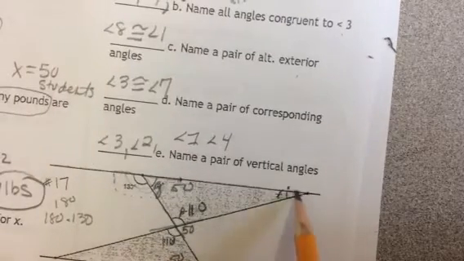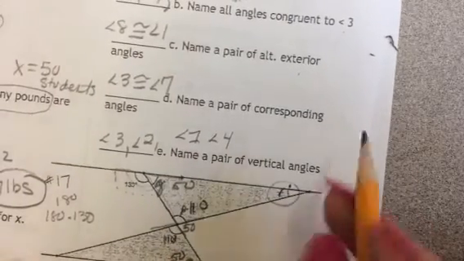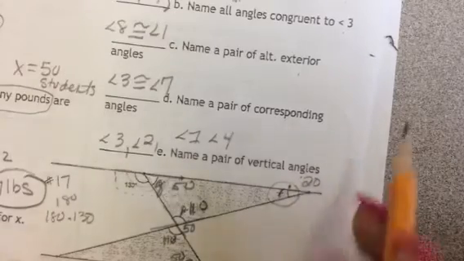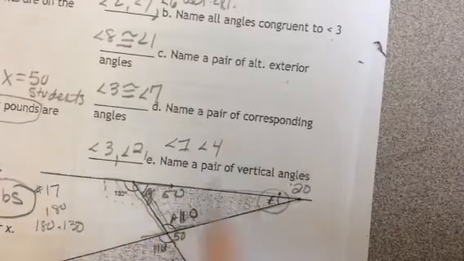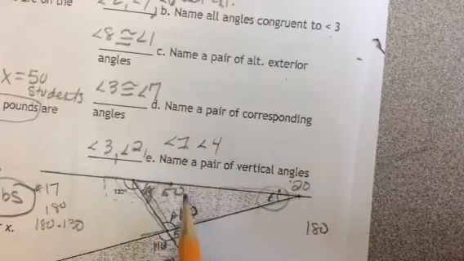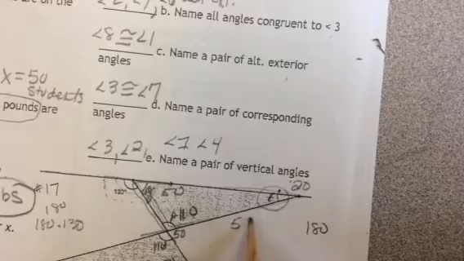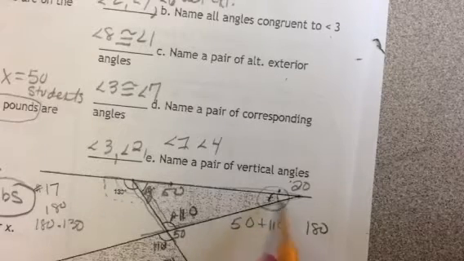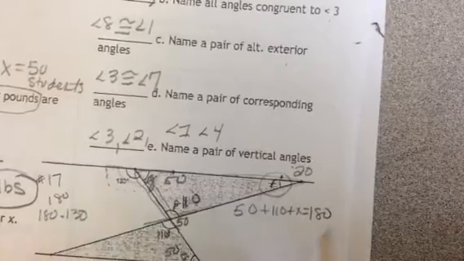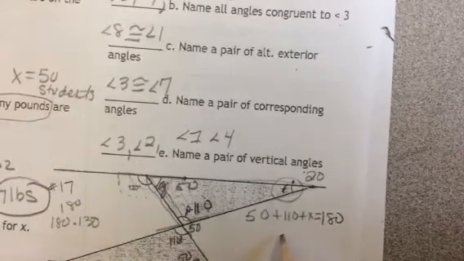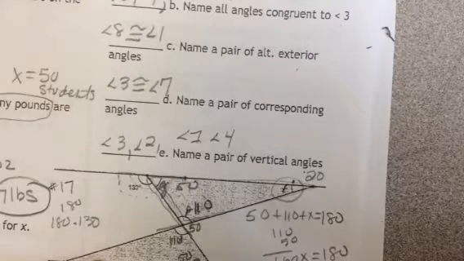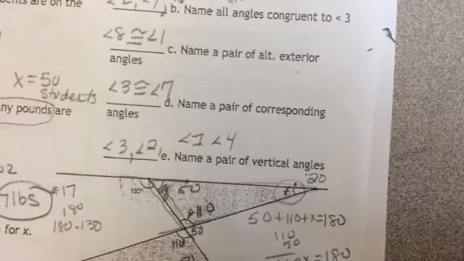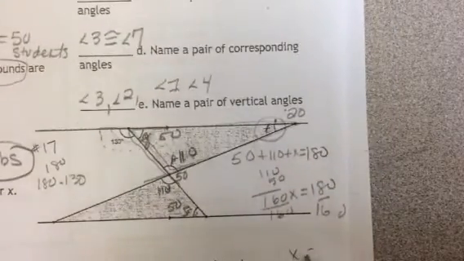Angle R right here is going to be equal to 20 degrees. Let me show you why. This triangle right here is equal to 180. All triangles are equal to 180. So I have 50 plus 110 plus x equals 180. When you add 110 plus 50, that gives you 160 plus x equals 180. Subtract 160 from both sides, and x is equal to 20.